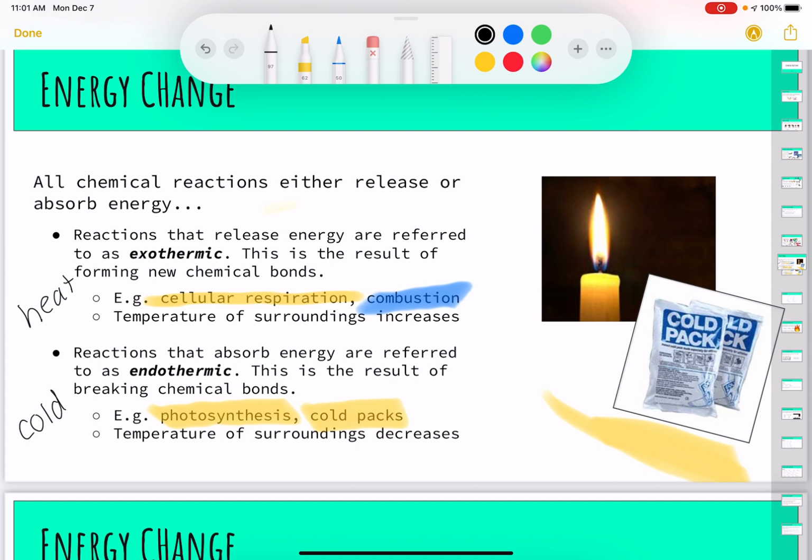So endo, bringing in; exo, giving out. Those are key roots to these words, endo and exo. If you want to think of exo as exit, because it's leaving, and endo is taking in.